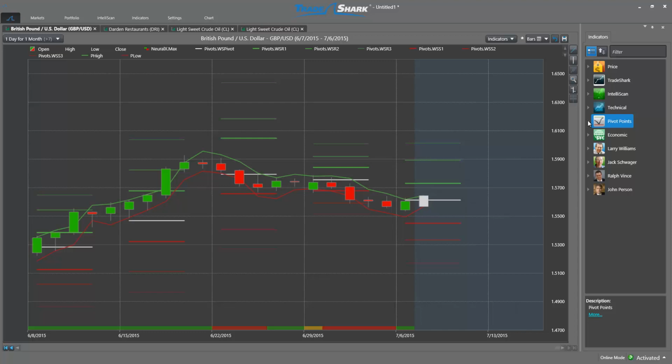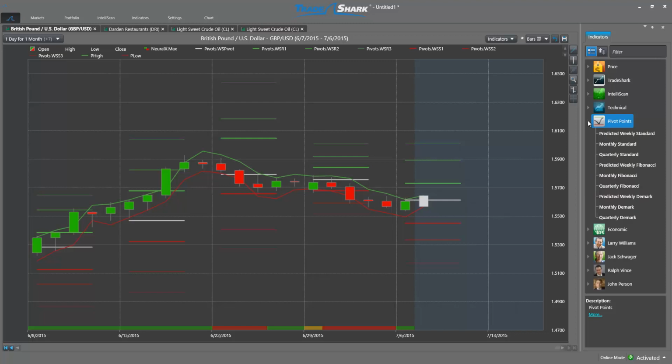This week, I will demonstrate how traders can use TradeShark's predicted pivot points to gain an additional edge in the markets. Those familiar with pivot points understand their predictive nature, in that they provide support and resistance levels in advance of the trading day. However, TradeShark has taken things much further by incorporating actual predictive data derived from TradeShark's neural network technology into the pivot point calculation.